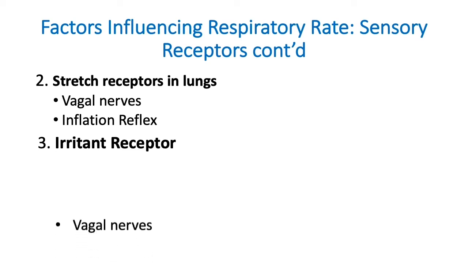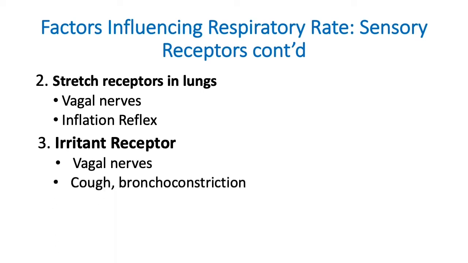Another group of receptors are irritant receptors. Irritant receptors pick up certain chemicals, and they send the information by way of vagal nerves. These chemicals that function as irritants can cause the smooth muscles in the bronchi to constrict, bringing about bronchial constriction, which can cause coughing. This coughing then can remove an irritant from the airways.